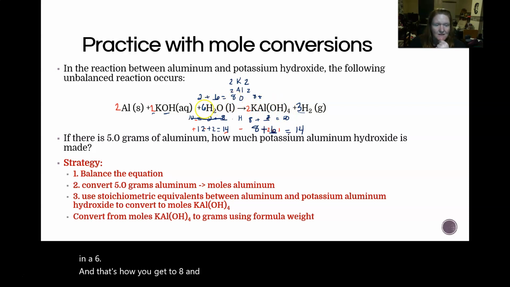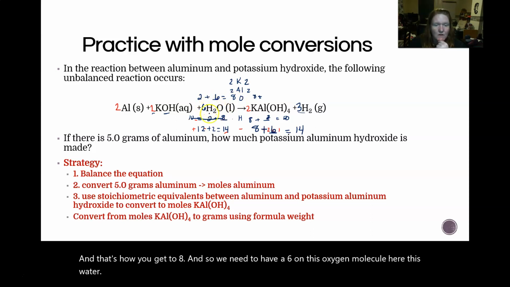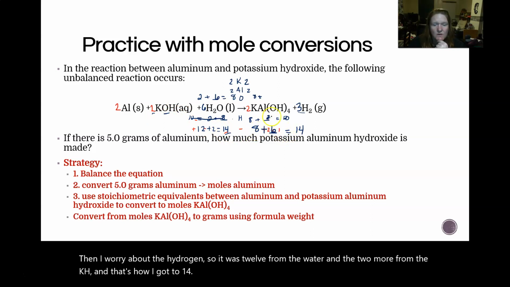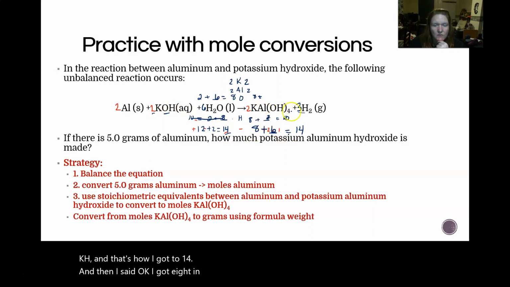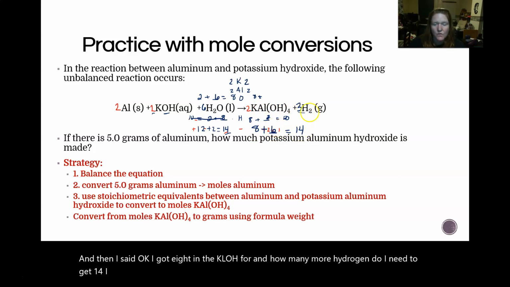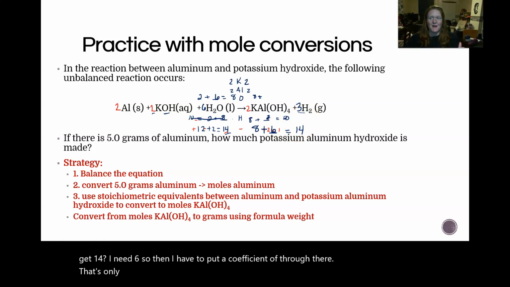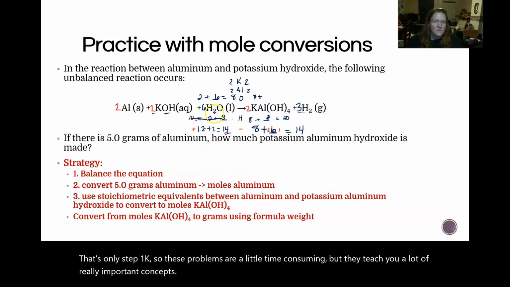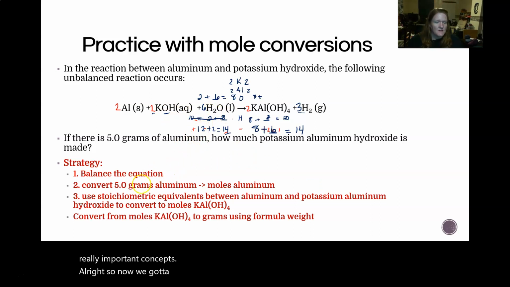And so we need to have a 6 on this oxygen molecule here, this water. Then I worry about the hydrogen. So it was 12 from the water and the 2 more from the KOH, and that's how I got to 14. And then I said, okay, well, I got 8 in the KAlOH4, and how many more hydrogen do I need to get to 14? I need 6. So then I have to put a coefficient of 3 there. That's only step 1. Okay, so these problems are a little time consuming, but they teach you a lot of really important concepts.